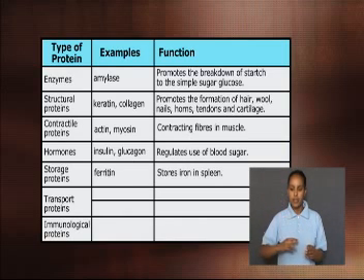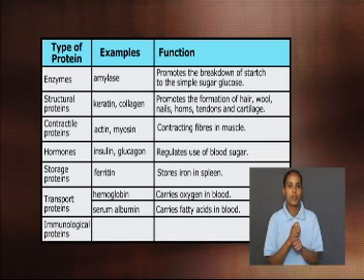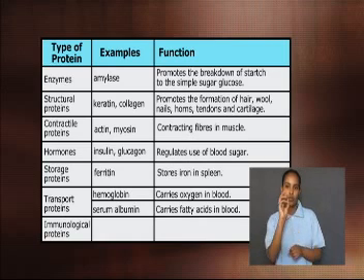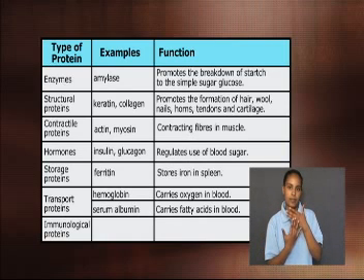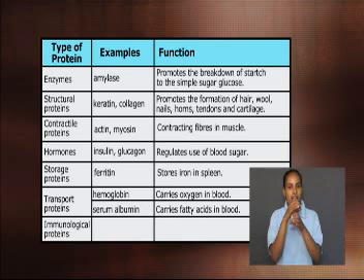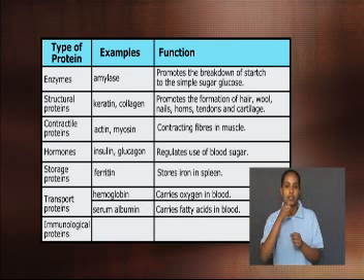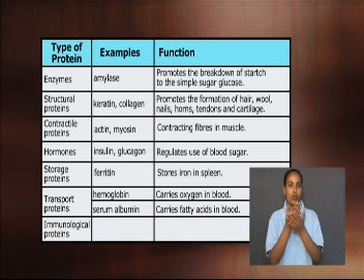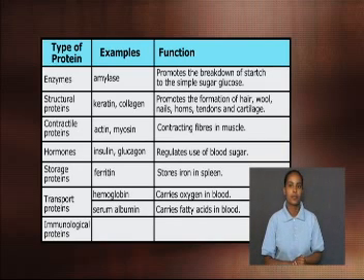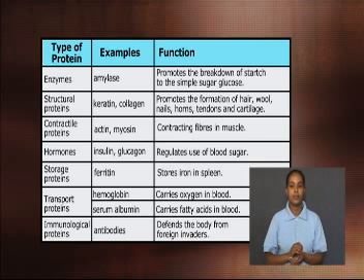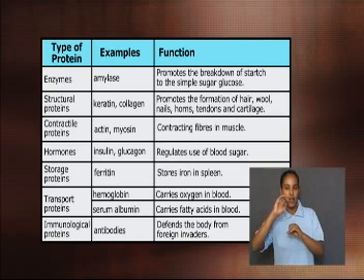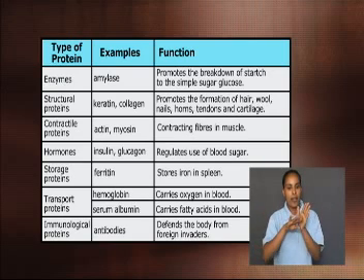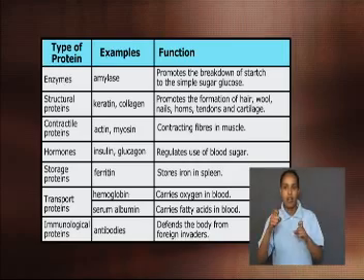Transport proteins have two separate functions. The hemoglobin carries oxygen in the blood. The serum albumin carries fatty acid in the blood. Both of these are good examples of transport proteins. Immunological proteins defend the body from foreign invaders like bacteria and viruses. Antibodies are immunological proteins.